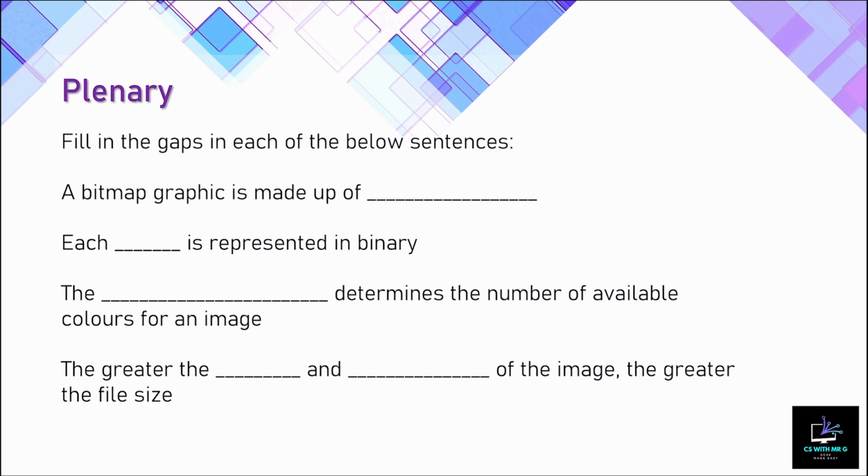A bitmap graphic is made up of pixels. Each pixel is represented in binary. The something determines the number of available colours for an image. This was called the colour depth. And the greater the something and something else of the image, the greater the file size. So this will be the resolution and the colour depth. The more pixels we have and the higher amount of colours available to each pixel, the file size will increase.